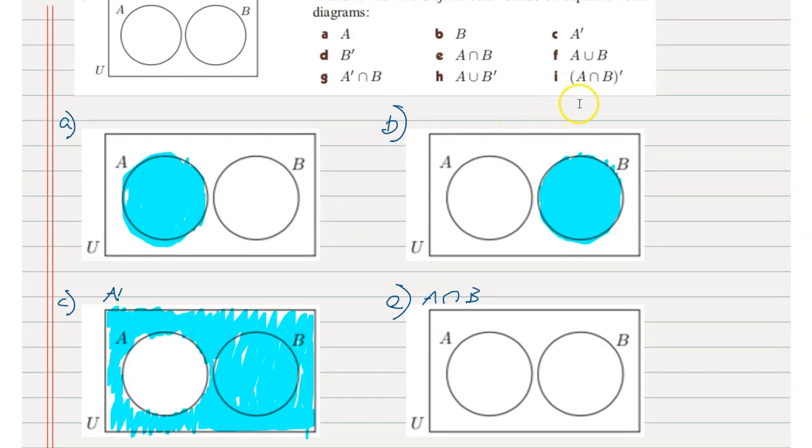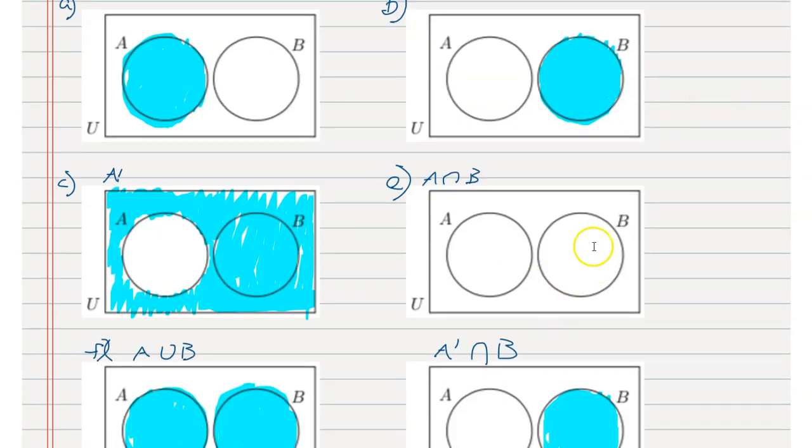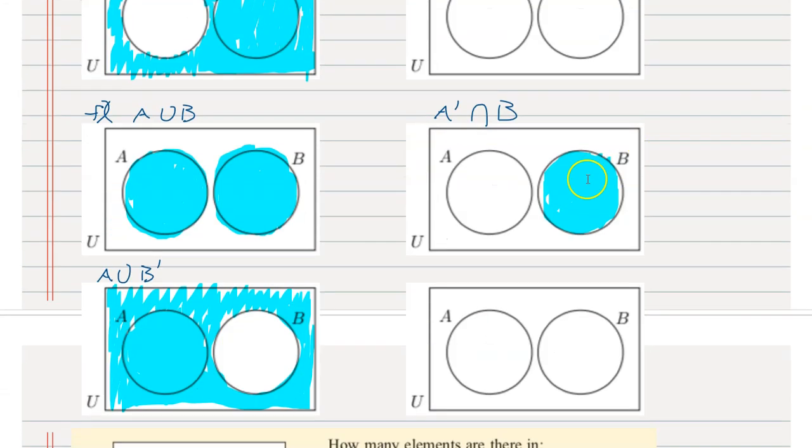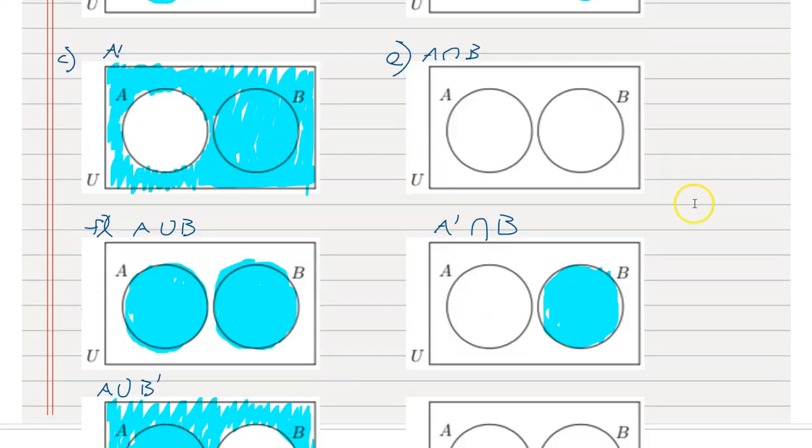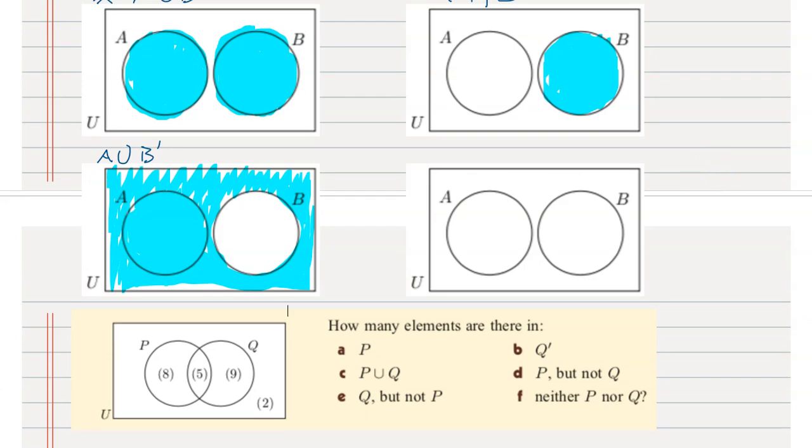Now the final question was the intersection of A and B complemented. So what is the area of the intersection of A and B? Well, notice it's this one. They don't actually intersect, so nothing's shaded. And then it's asking for the complement. So it's asking to reverse all of the shading here. Writing it out, we've got the complement of the intersection of A and B. And the simple answer to that is we shade everything.